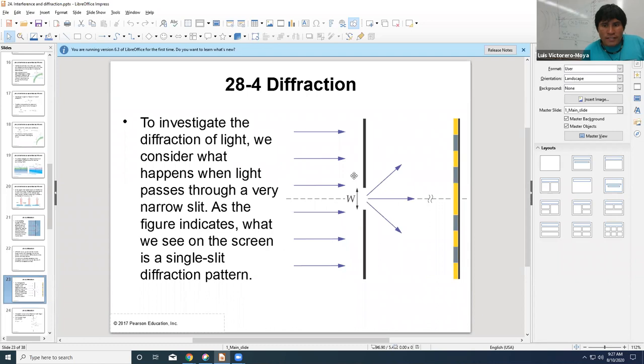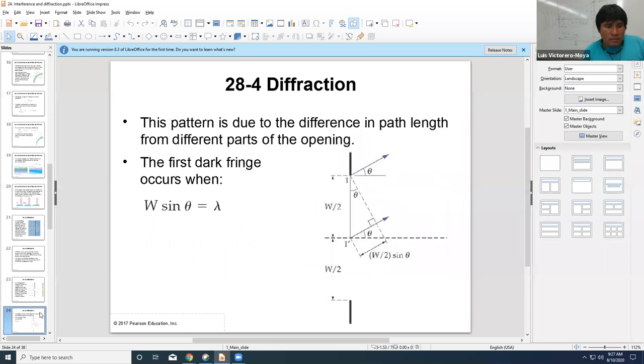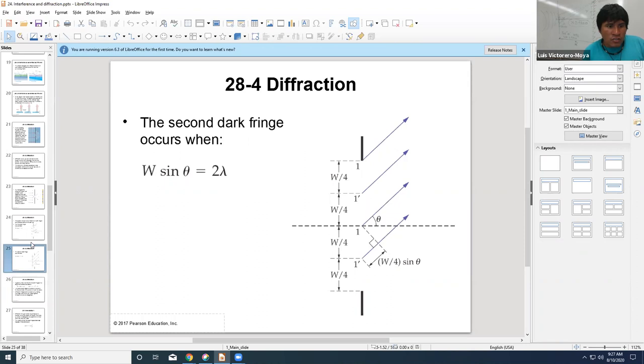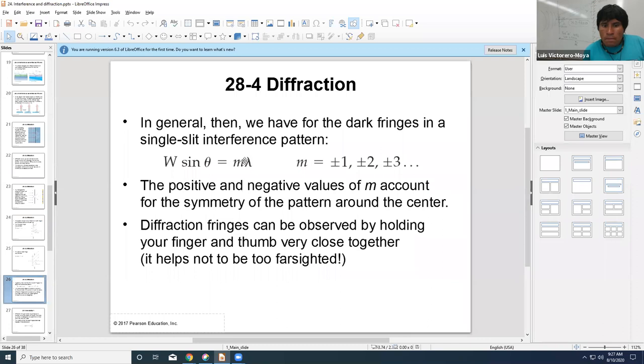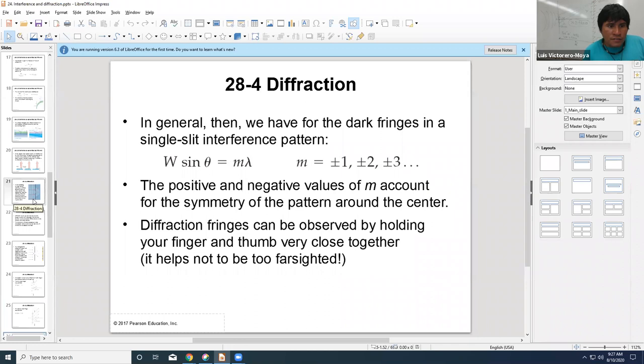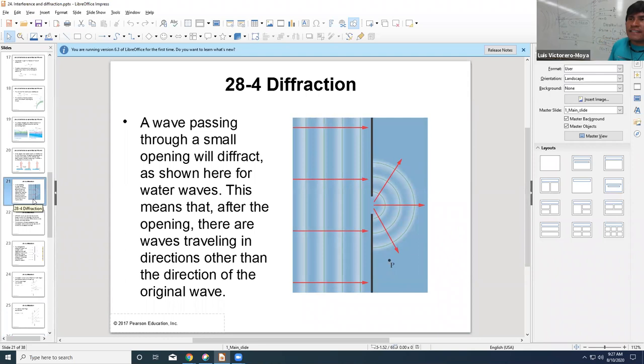Okay, so here's the idea of diffraction, right? You only have one slit, and you also have the bright and the dark fringes. So the same idea with the path length, and you have the equation for diffraction, the general equation there. But the main idea behind this is when you have the diffracting grating, and the diffracting grating is a device that comes in terms of lines per millimeter.